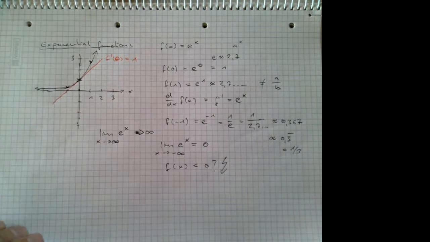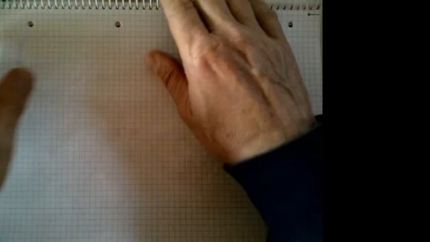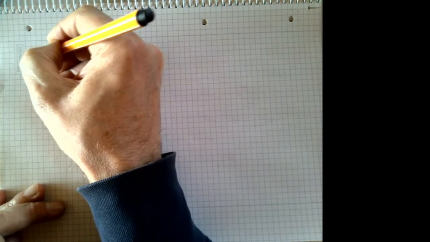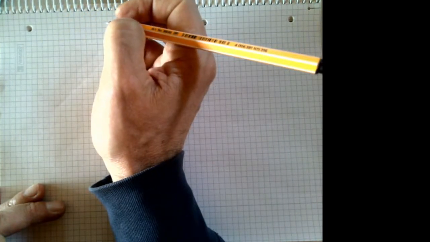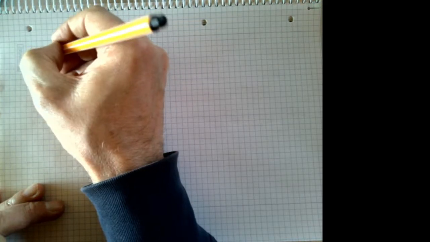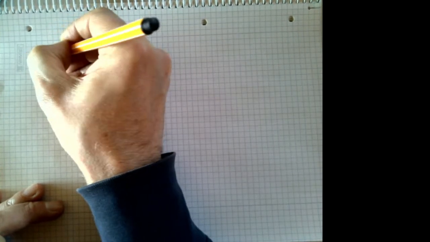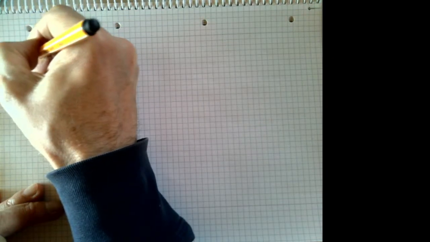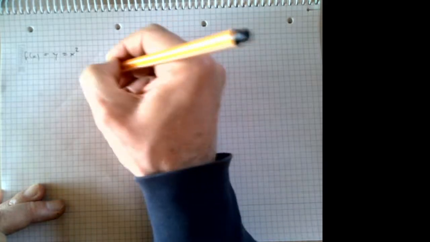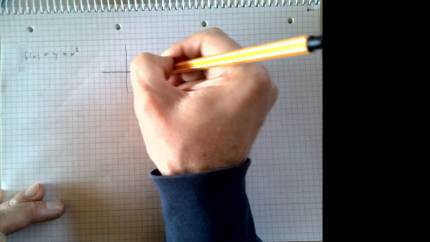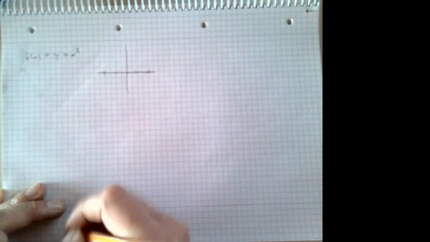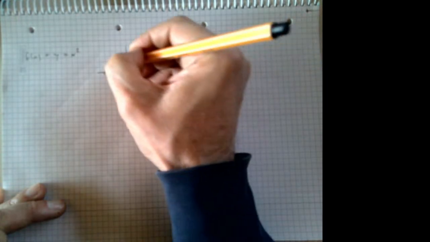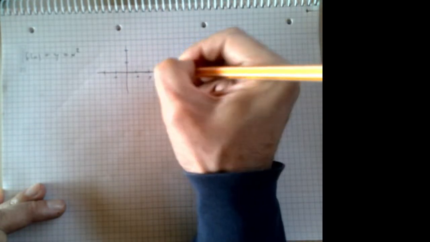Okay, let's make another example. I have a function y is x squared, which is a function of x, right? So 1, 1, 2, 1, 2, and so on. This is x, this is y.